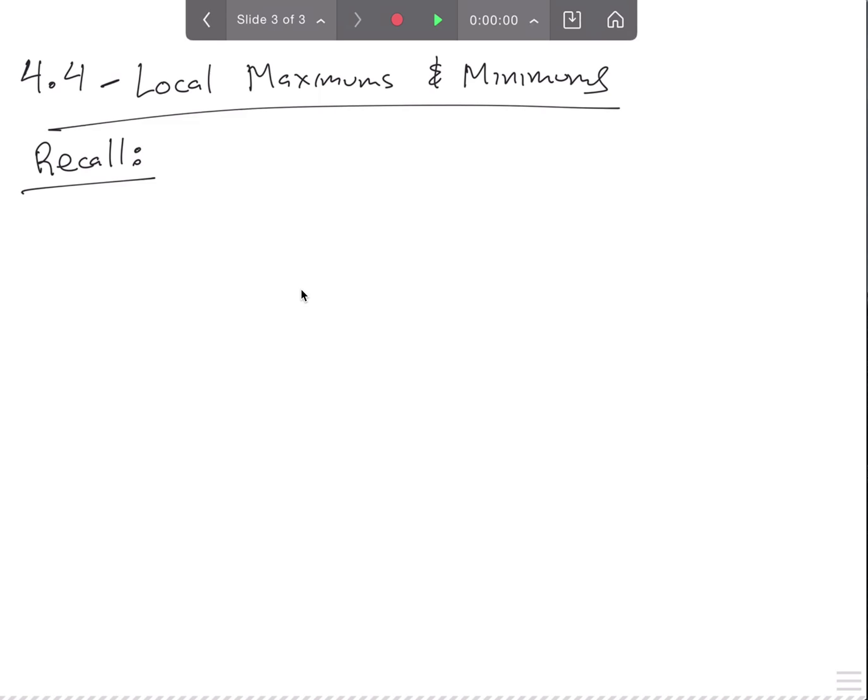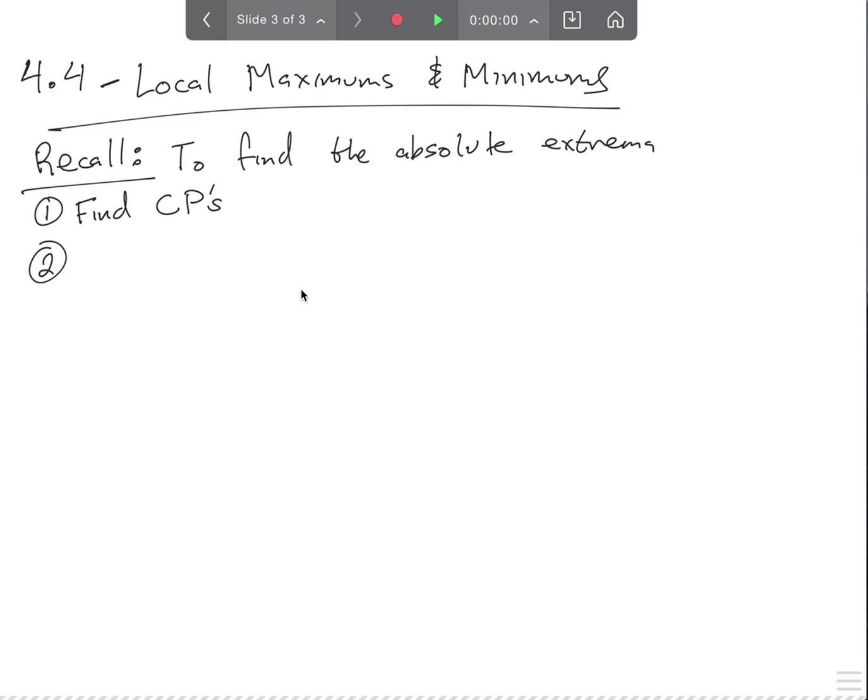So to find the absolute extrema, what were the steps that we did? Do you guys remember? Okay, so find the critical points. Good. After that, what did we do? What about the endpoints? Yeah, we do something with the endpoints, but what exactly do we do with them? Plug them into the original function, right? So you plug in critical points and endpoints, and this is really important, into the original function.